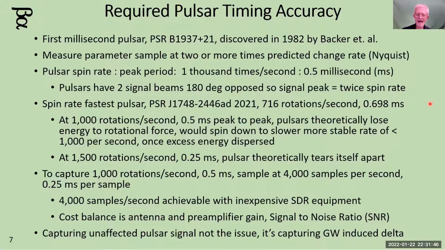They've discovered that at 1,000 rotations per second or faster, the pulsar may actually spin down. Its rotational force is such that it actually disperses the energy of the pulsar by spinning that fast. It literally throws it off, and it will spin down to a rate just under 1,000. And they've also calculated, theoretically, they've never detected this in an observation, but if a pulsar were to spin at 1,500 rotations per second, or about a quarter of a millisecond, the pulsar would literally tear itself apart.